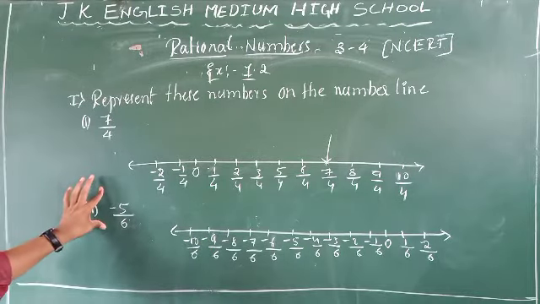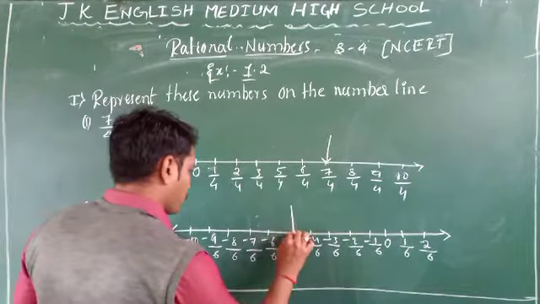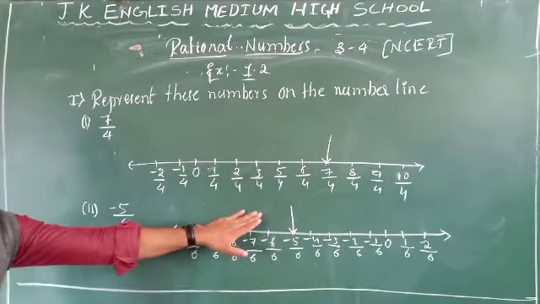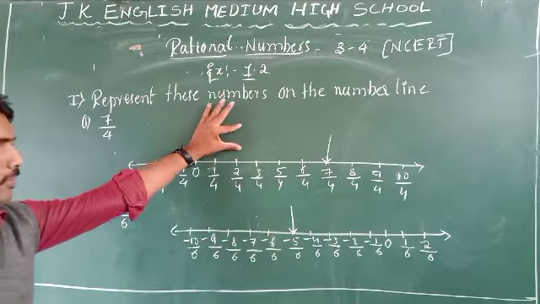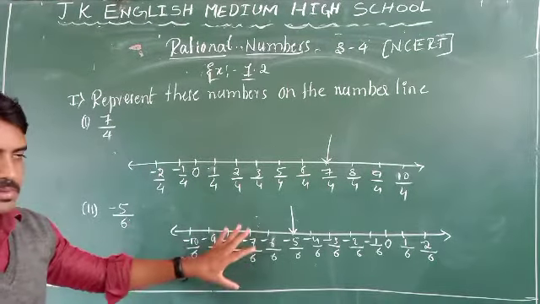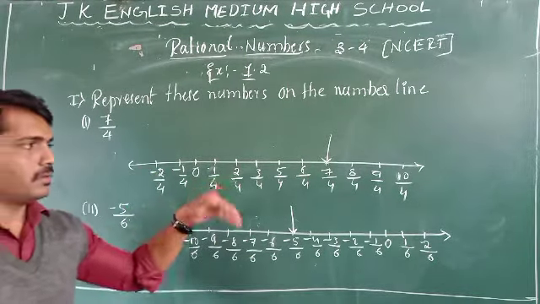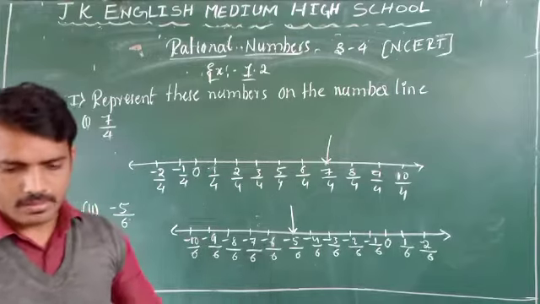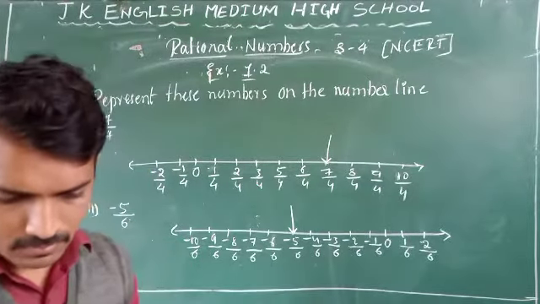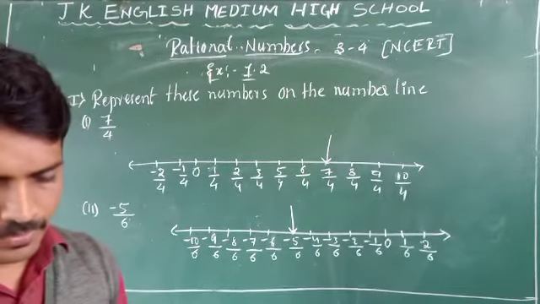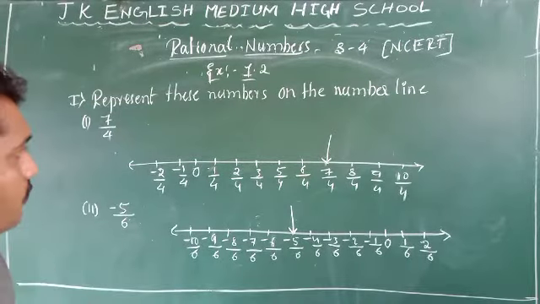Here we need only minus 5 by 6. Where is minus 5 by 6? It is here. Clear? This is 7 by 4 and this is minus 5 by 6. We have to represent them on different number lines. Clear? Okay. So shall I go for question number 2?